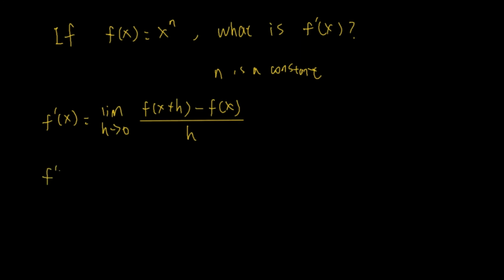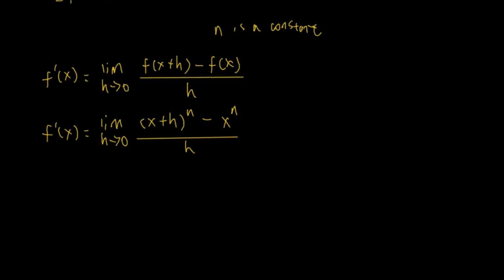So we can write this as the limit as h approaches 0. Now f at x plus h is simply x plus h to the power of n, minus f at x, which we know is x to the power of n given in the question, divided by h. So now what can we do? If you put 0 into h directly, you are dividing by 0. That's not the answer we're looking for, so we have to do something.